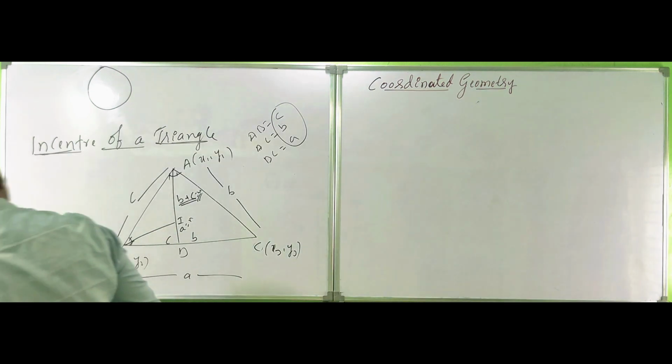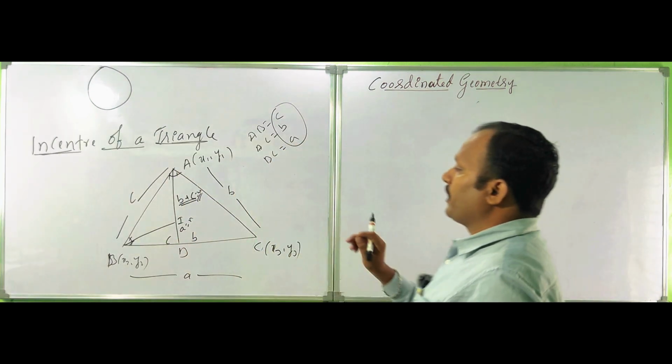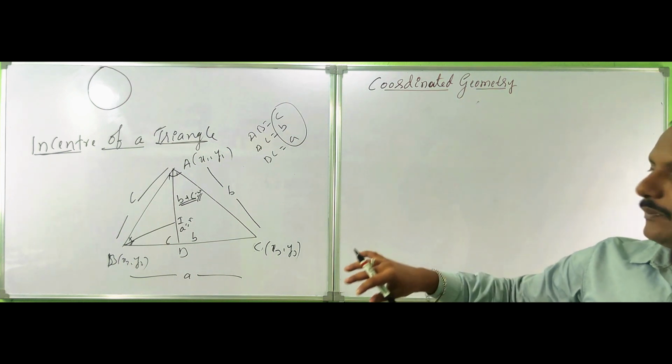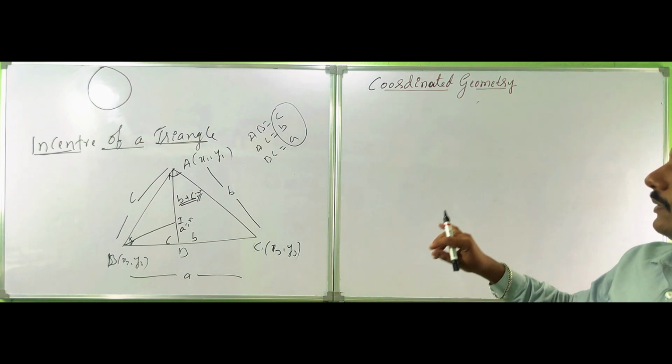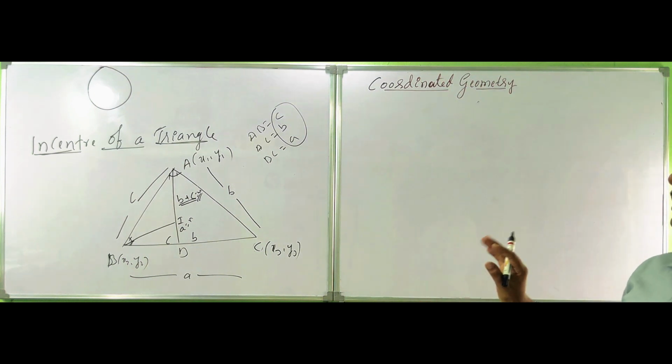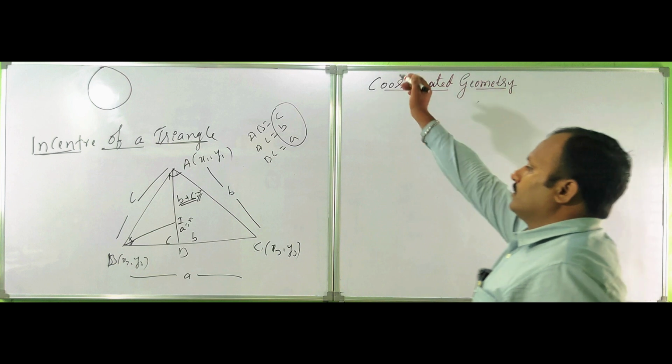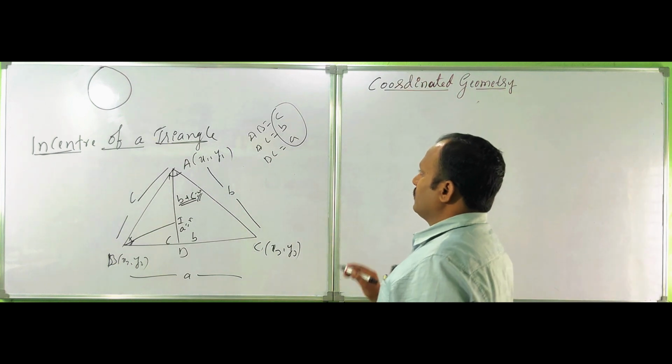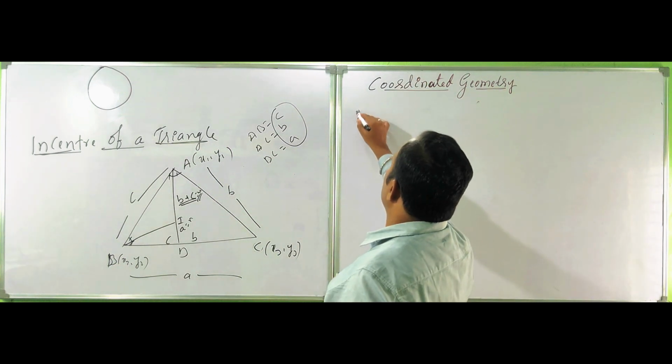How do you find out the center of the point A? D lies in between the line segment A and D, so it comes in the ratio of B plus C is to A. So that's the section formula.